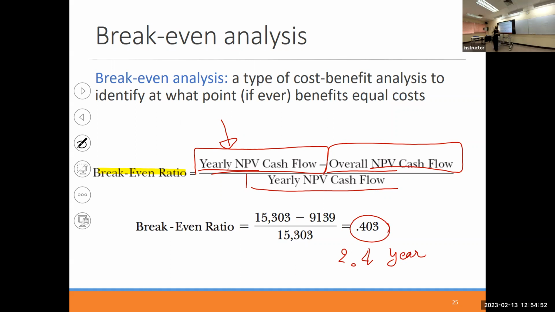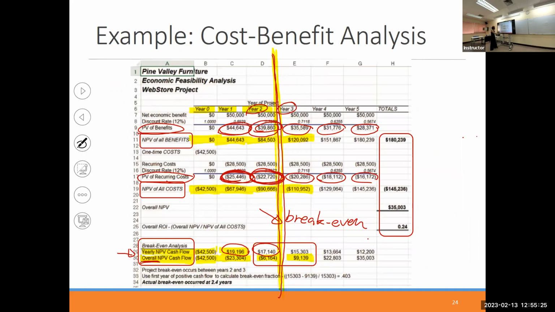0.43, but then because it is 0.403 after you pass year 2 going to year 3. But which month exactly, you need to convert to 12 months. So it will be month 4.8 or something, right? This is decimal. We need to convert into 12, okay? All right. So actual break even occurs at 2.4 years. That is how we analyze further.